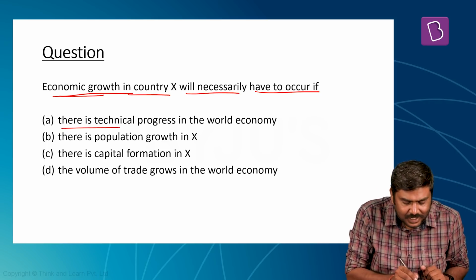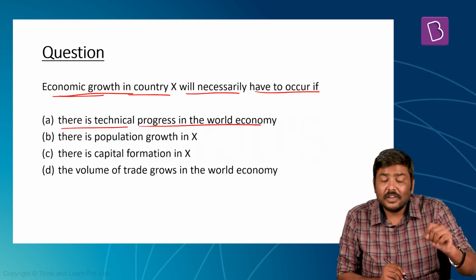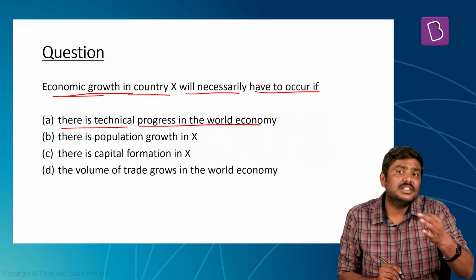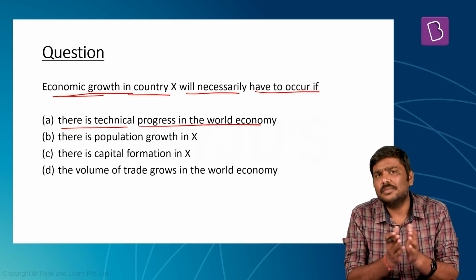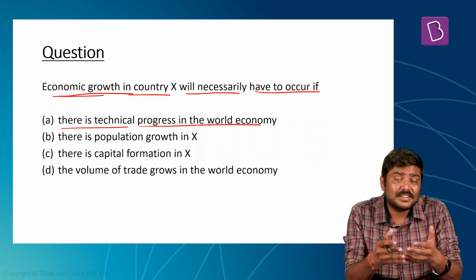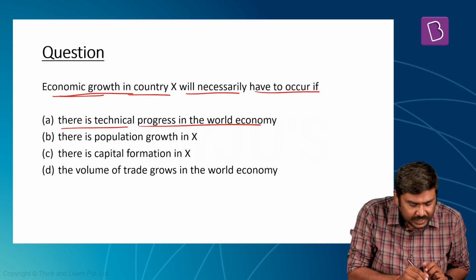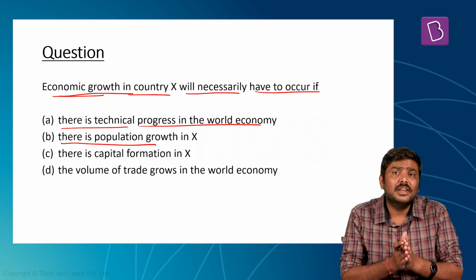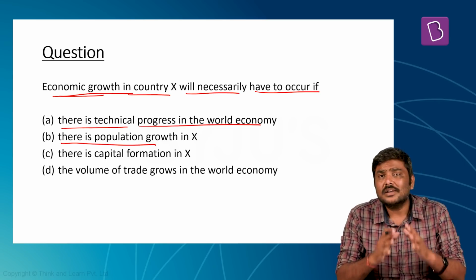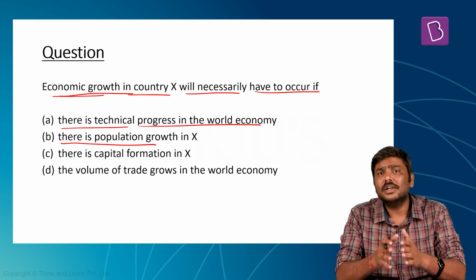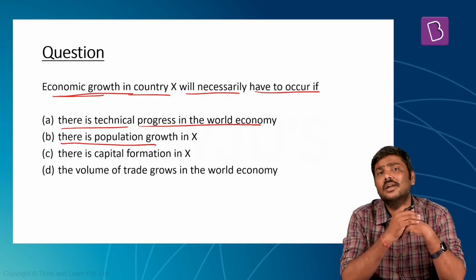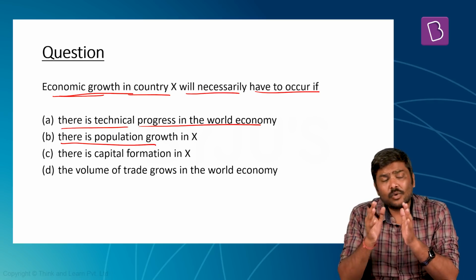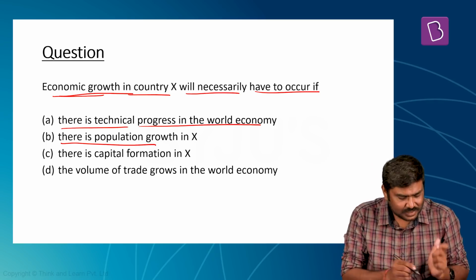First, there is a technical progress in the world economy. Whenever there is a technical progress in the world economy, is there a possibility that India will achieve higher GDP growth rate? Yes, there is a possibility, but any guarantee, any necessity? Not necessarily. Second, there is a population growth in the country X. Let's take the example of India itself. India is the second most populated country in the world and on path to become the largest populated country in the world. Just because India's population is very high, does it necessarily mean that we are going to achieve higher GDP growth rate? Not necessarily.